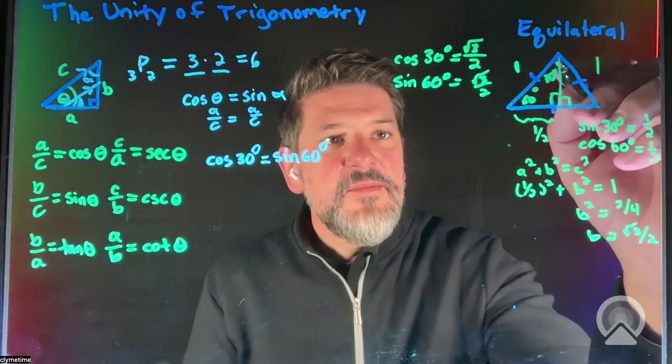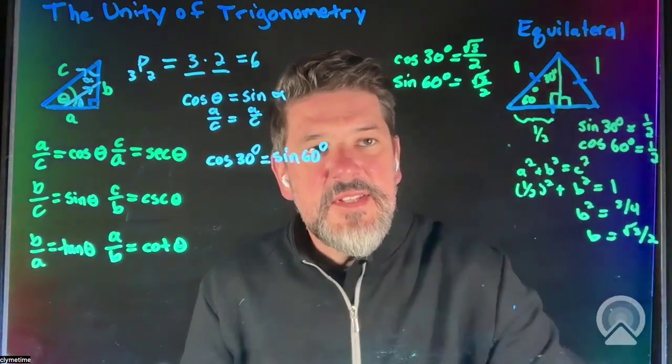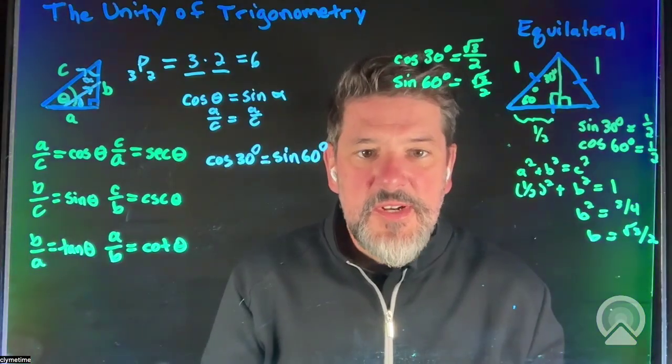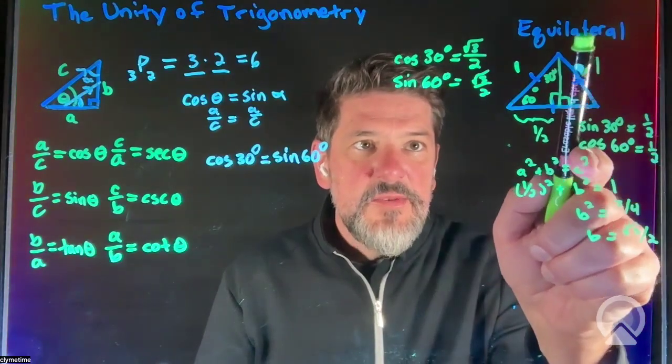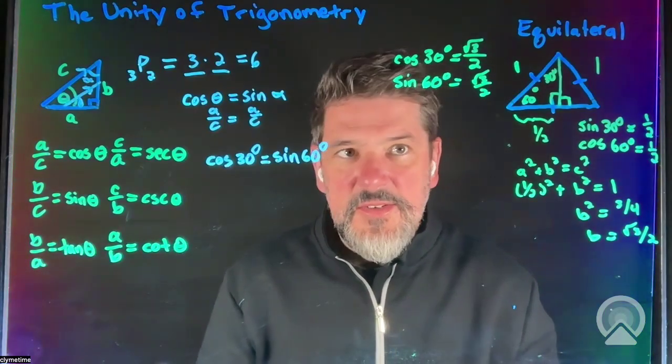And then using the Pythagorean theorem, we find out this is square root of 3 over 2. And that's how we identify the ratio of the sides for 30, 60, 90-degree triangles. So that is one special type of triangle that's taken from the equilateral triangle. And that's why we care about the 30, 60, 90-degree triangle.